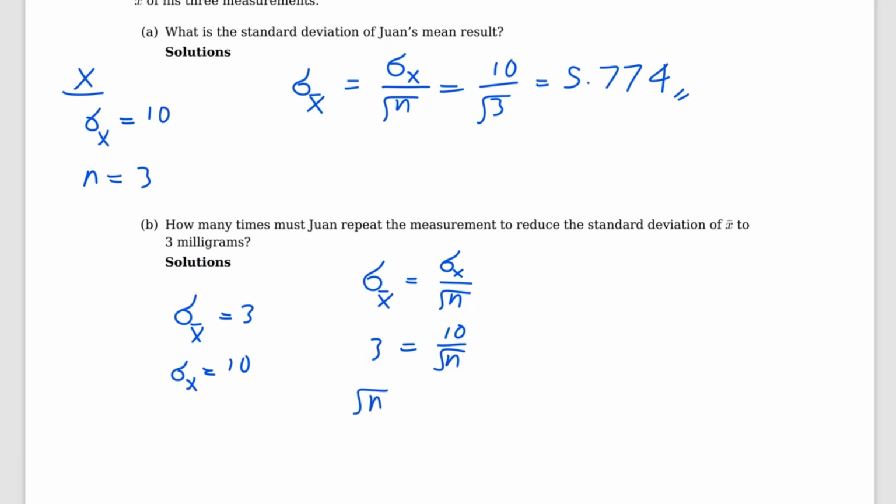How do we do that? Root n equals 10 divided by 3, that means 3.333, repeating. Understood that? So you see root n equals 3.33. Then how do we find n? Get the second power of both sides.